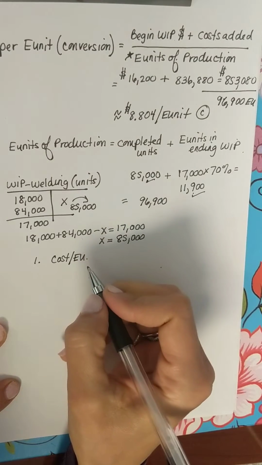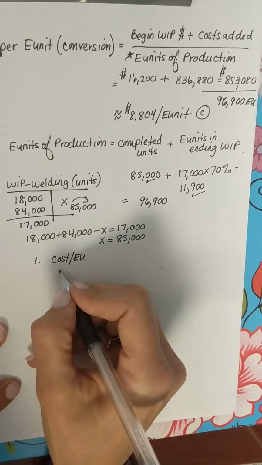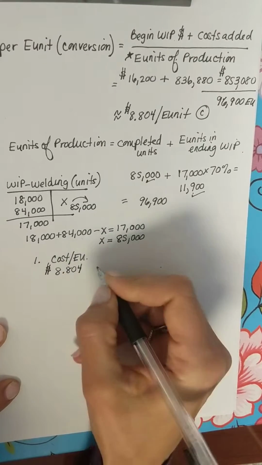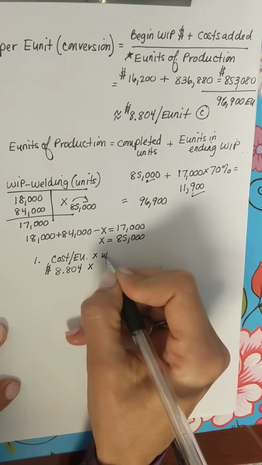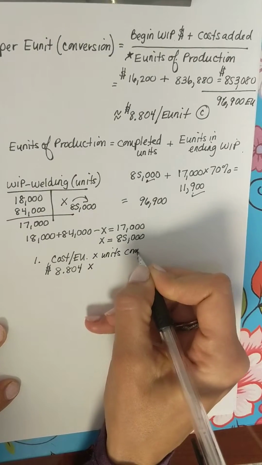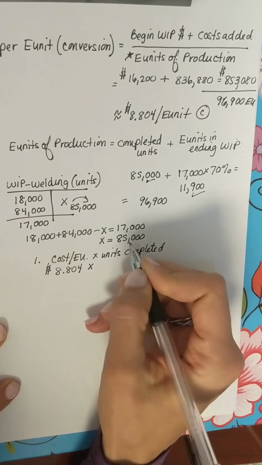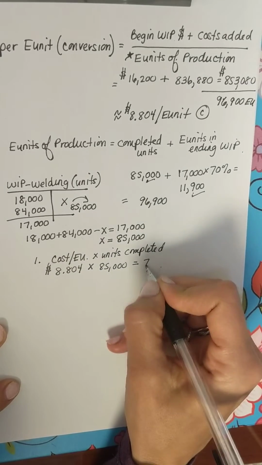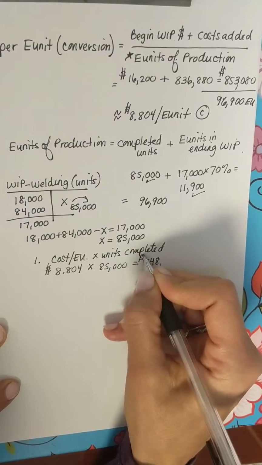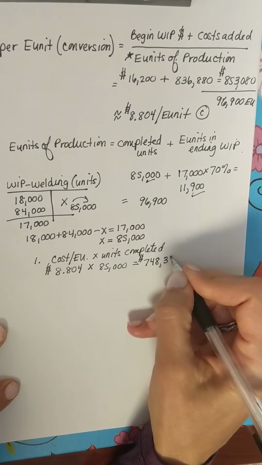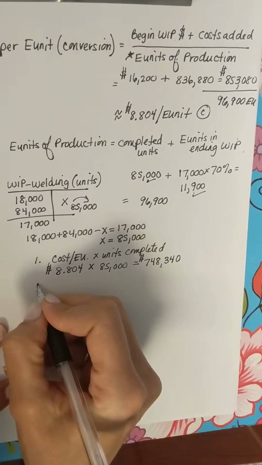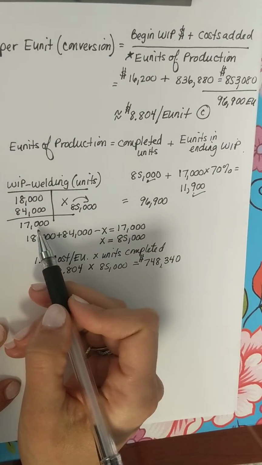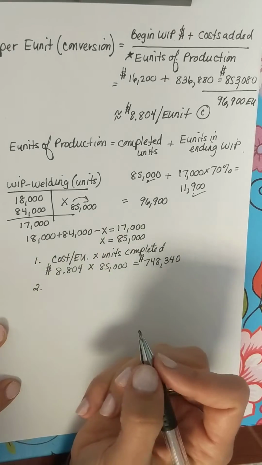So my cost per equivalent unit for conversion is equal to $8.804 times units completed, right? So I'm attaching costs to these 85,000 units, and I get $748,340. And then number 2, what is the cost of these 17,000 units that are still in process at the end of the period for conversion?